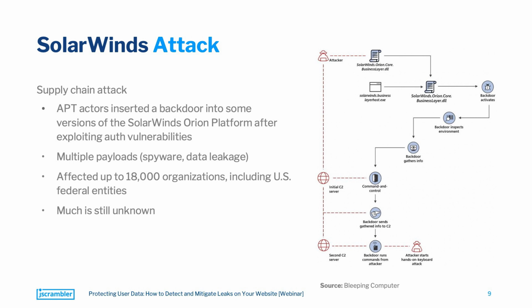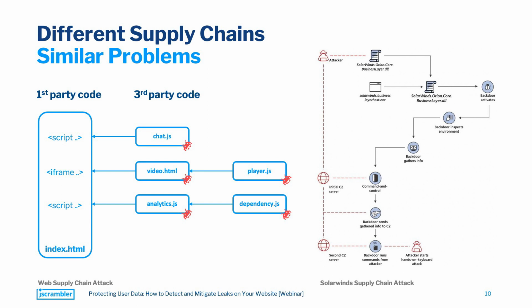Now, of course, SolarWinds gained notoriety because it affected around 18,000 organizations, including federal entities. We still don't know enough about the magnitude of this attack. While SolarWinds was a fairly different kind of supply chain attack, you can easily see the similarities between that attack and web supply chain attacks. In fact, they map almost one to one.